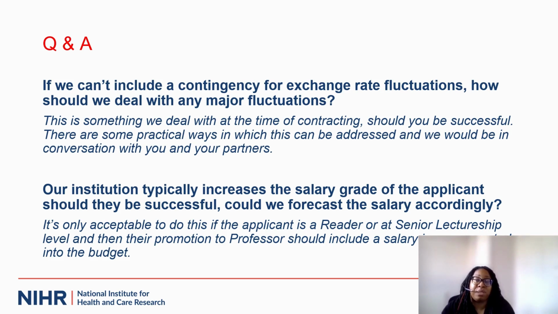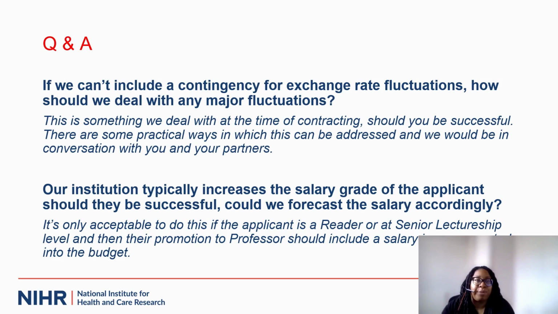This is something we deal with at the time of contracting, because as you see from the timelines, from your application to contracting, should you be successful, it's around 8 to 9 months later. So there are some ways that we can address this at the contracting stage, and we'll be in conversation with you and your partners around the costs. So please, at the application stage, please don't put any contingency for any fluctuations.